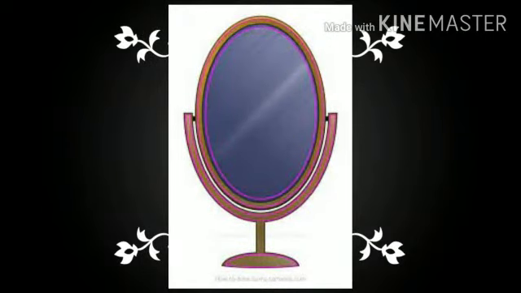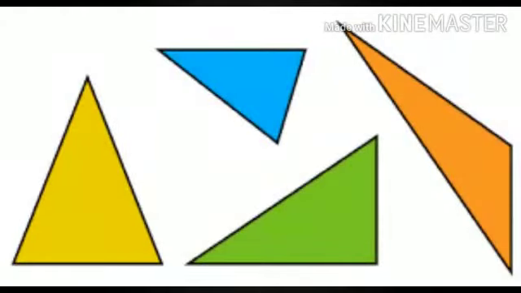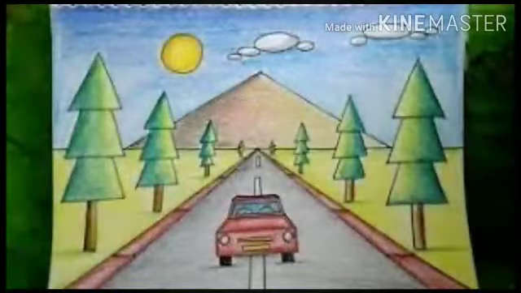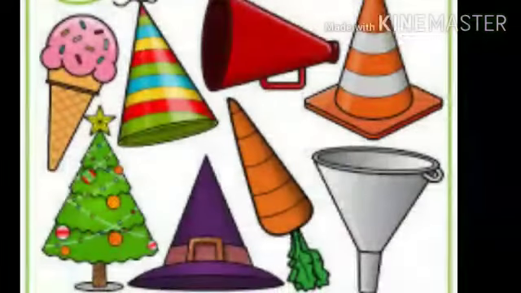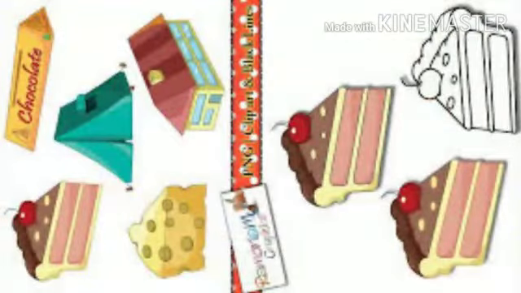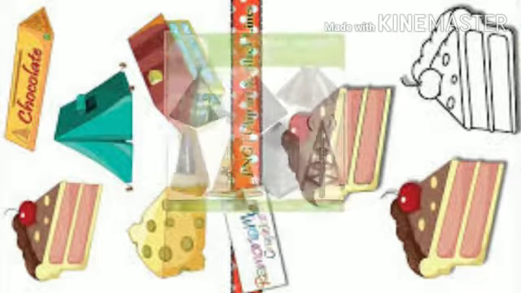Then, next is the drawing using triangle shapes. Here you can see the drawing using triangle shapes. The images seen here are based on triangle shape. Notice the images with the triangle shapes seen here and you try to draw any 3 objects from this screen.